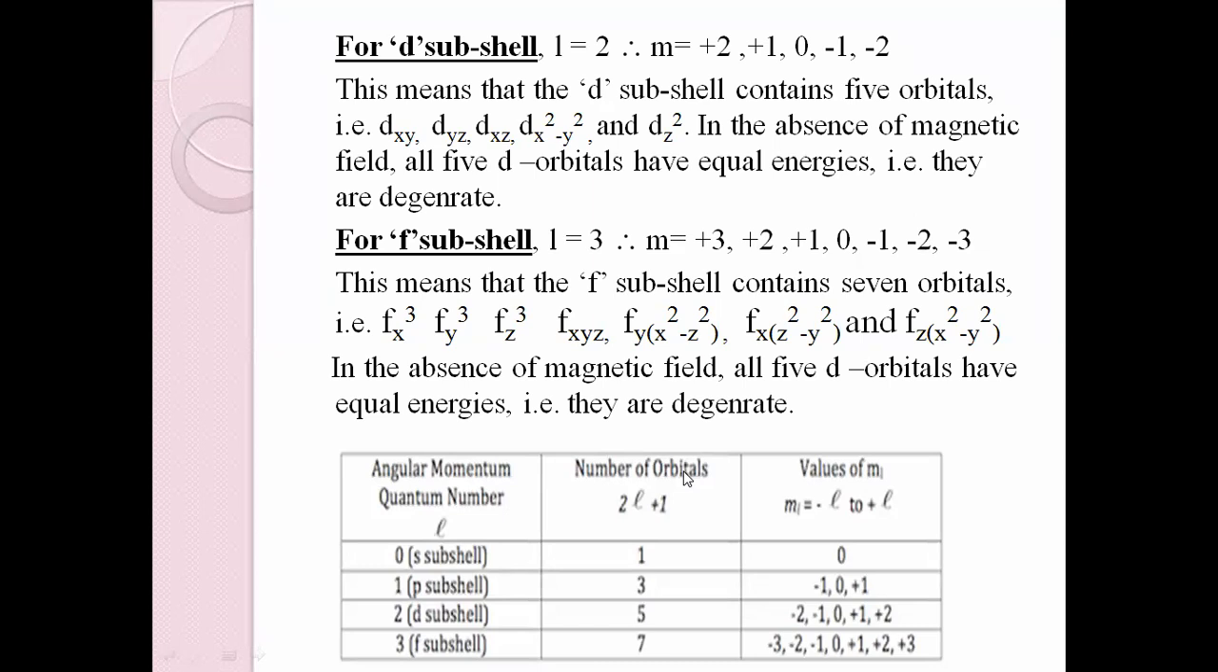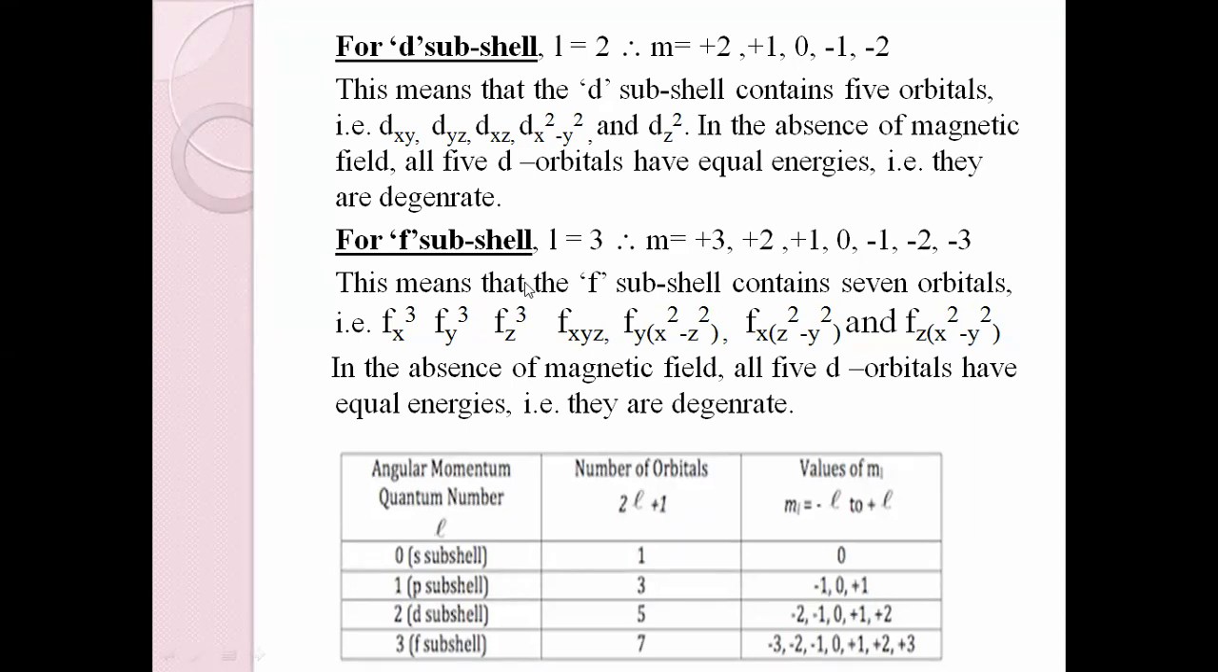Similarly, when L is equal to 3 for F subshell, I get m as what value? m का value बोलो कितना है? 7. 7 ना. तो उसको कैसे लिखना है? +3, +2, +1, 0, -1, -2, -3. 7 integral values are there for magnetic quantum number, which is telling me, okay, these are the 7 f orbitals present in the f subshell with different orientations.